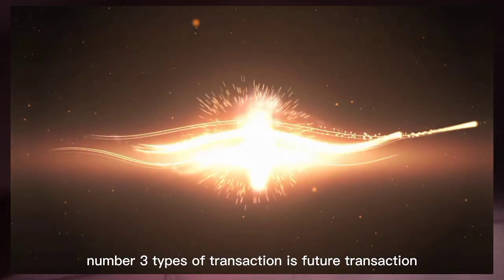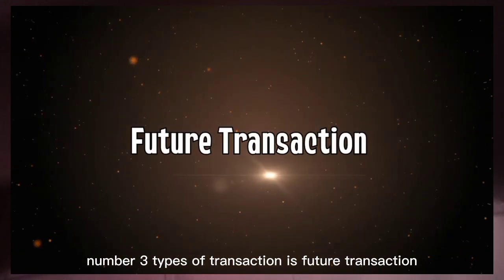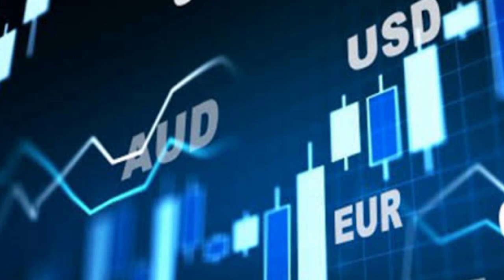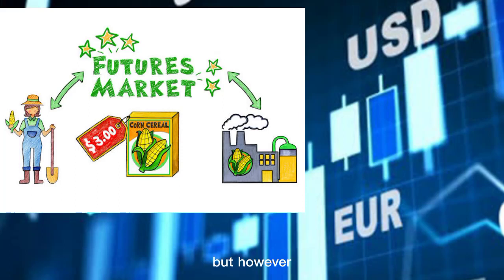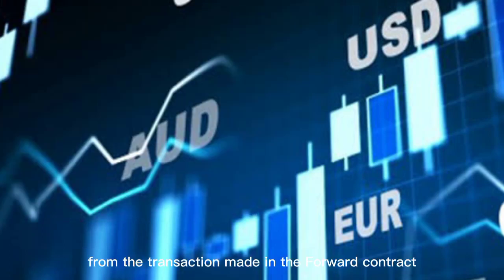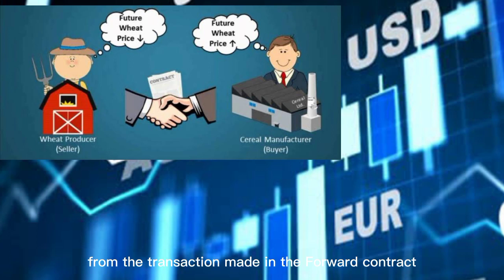The number 3 type of transaction is the future transaction. The future transactions are similar to forward transactions and deal with contracts in the same manner as the normal forward transaction. However, the transactions made in the future contract differ from the transactions made in the forward contract on the following grounds.